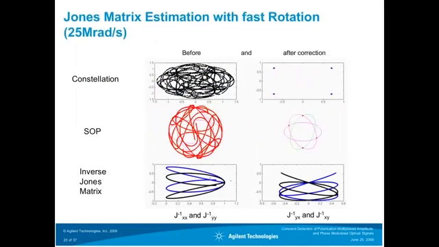So what we did is a fast rotation of the channel matrix at 25 megaradians per second, and the constellation before doing any corrections really looks not like any signal, so it's moving around very fast. The state of polarization is also moving around fairly fast. You cannot recognize the 4 states of polarization you would expect for a QPSK signal. But if you do the correction, then you can recover the QPSK signal in the constellation, and you can recover the 4 states of polarization you would expect for a QPSK signal.